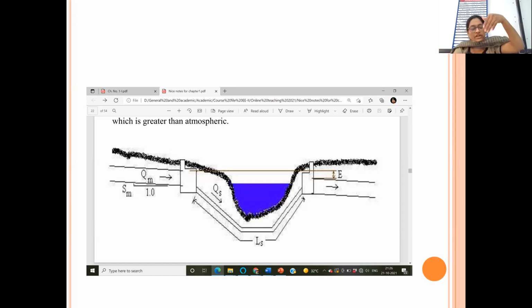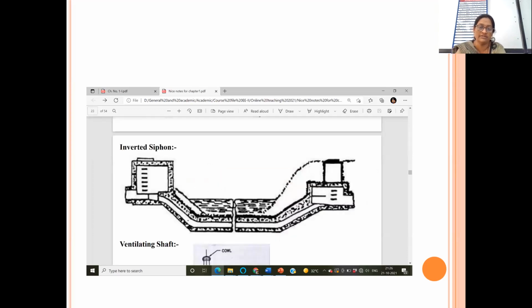Because it is very deep in the ground, it will be quite difficult to go for maintenance and all those things. So we need to take very high care. Usually it is not preferred, but wherever there is no option, we need to go for the inverted siphon.